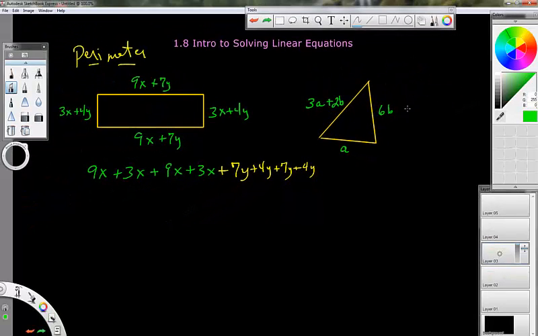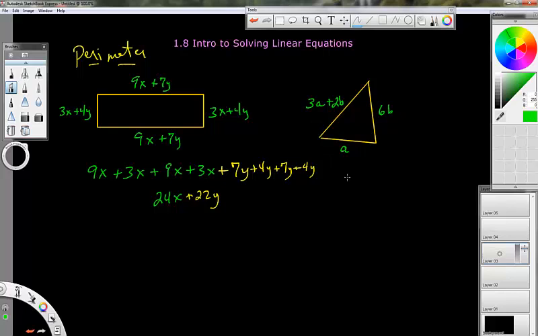So I'm going to combine all the green. So I got 9 plus 3 is 12, plus 9 is 21, plus 3 would be 24x plus all the y's. So I got basically 7 plus 4 plus 7 plus 4, that's 11 plus 11, so that should be 22y. 22y. Now, pause it. See if you can do this one.